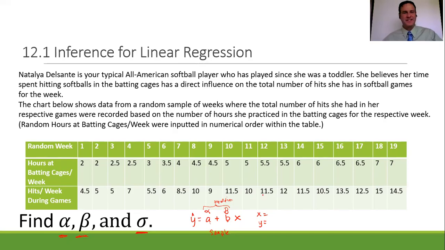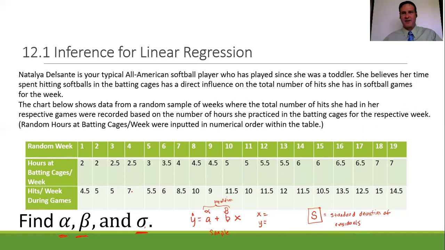Further, we have a sigma here, and this also represents a population. This is a population standard deviation, again usually too difficult to find. So what do we do? We use a sample standard deviation, and I have this box with an s off to the bottom right. What this tells me in context of the story is a sample representation of the standard deviation of your residuals. And you're like, okay, what are residuals?